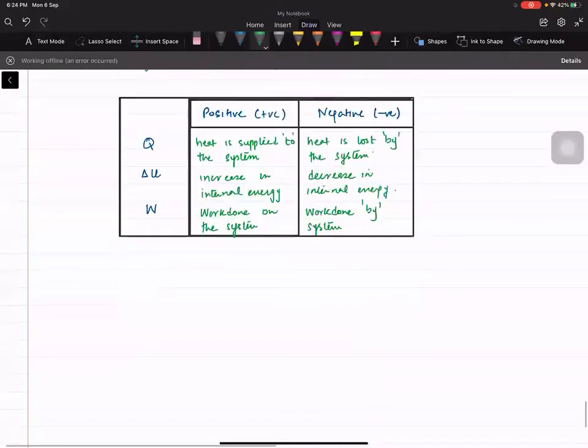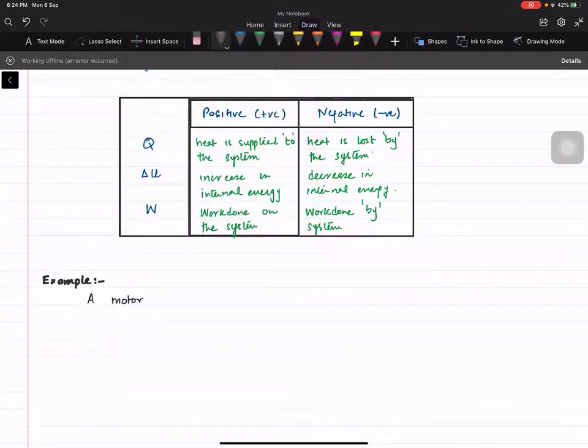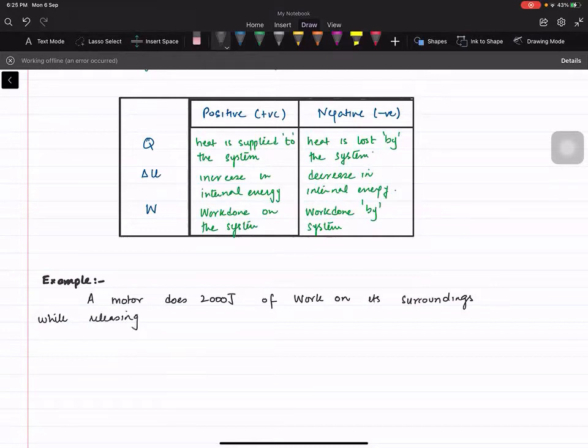Okay. Now let's do a small question. So the example says a motor does 2000 joules of work on its surroundings while releasing 3000 joules of heat. Determine the change in internal energy. Come on, quickly.